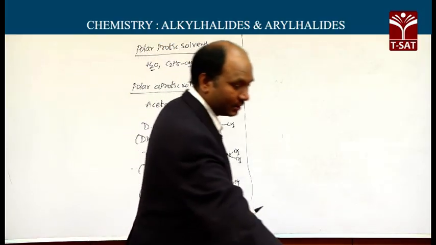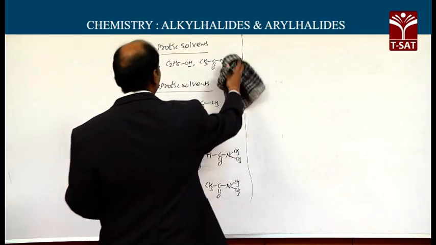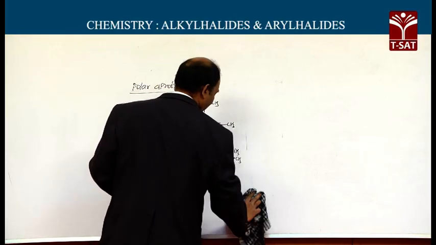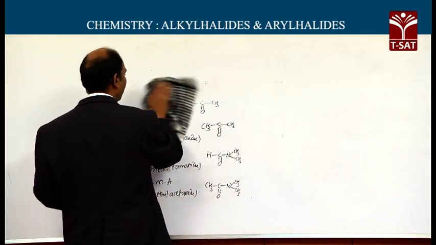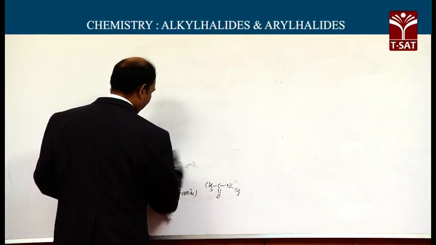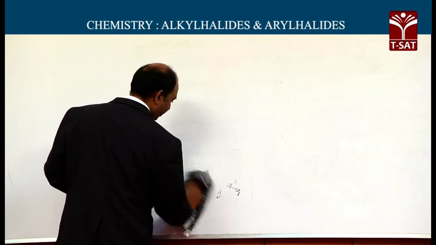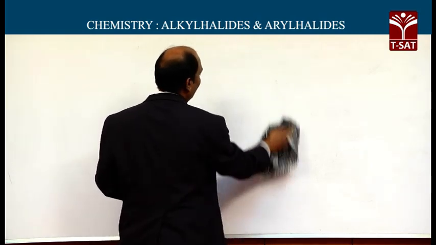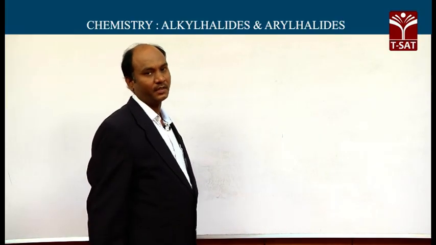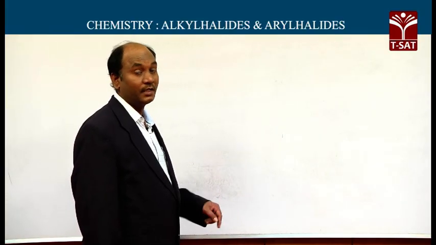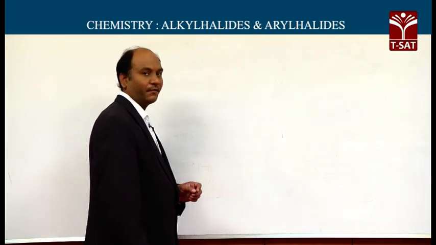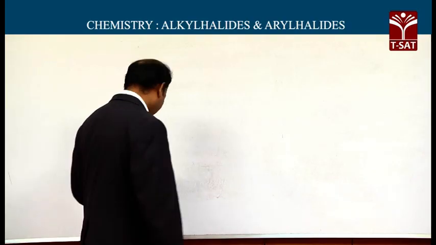So we are discussing nucleophilicity. So far we have discussed 2 points. One: from left to right in a period, nucleophilicity decreases. From top to bottom in a group, nucleophilicity increases. Nucleophilicity increases in polar aprotic solvents and decreases in polar protic solvents. That means these solvents also affect the nucleophilicity of a nucleophile.